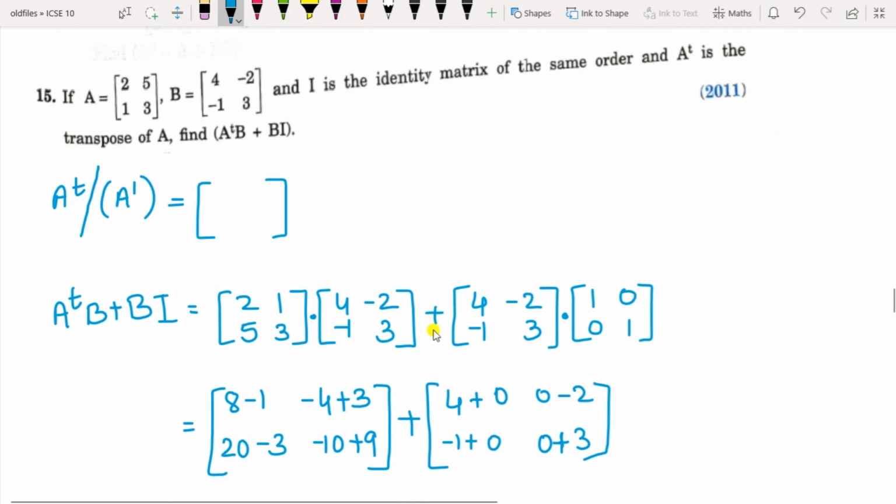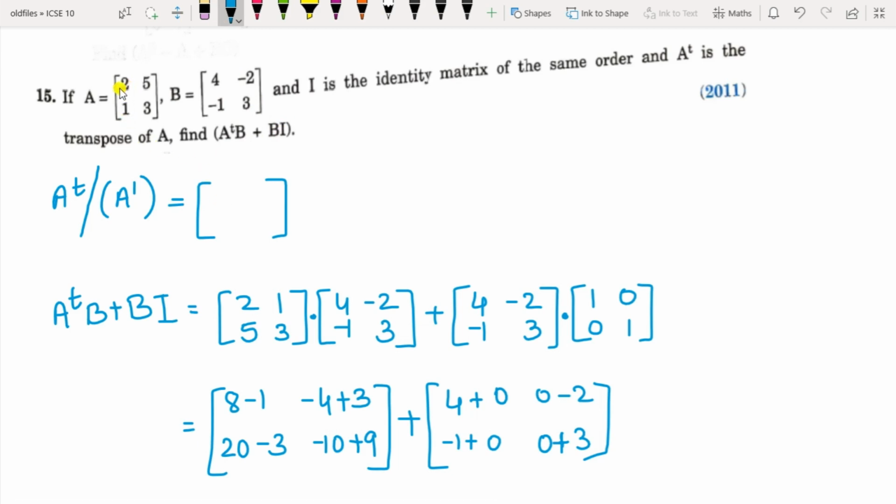Question 15 here is, A is given as 2, 5, 1, 3 and B is given as 4, minus 2, minus 1, 3, where I is the identity matrix of the same order. So these two are of the order 2 by 2. So the identity matrix will also be of the order 2 by 2. And A transpose is the transpose of A. In some books it will be written as A T, or in some books it will be written as A dash. It is one and the same thing. You have to find A transpose into B plus BI.